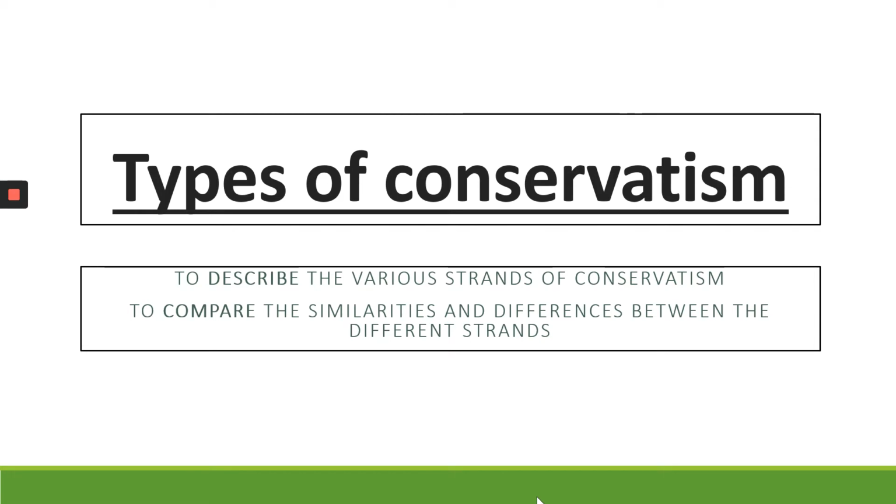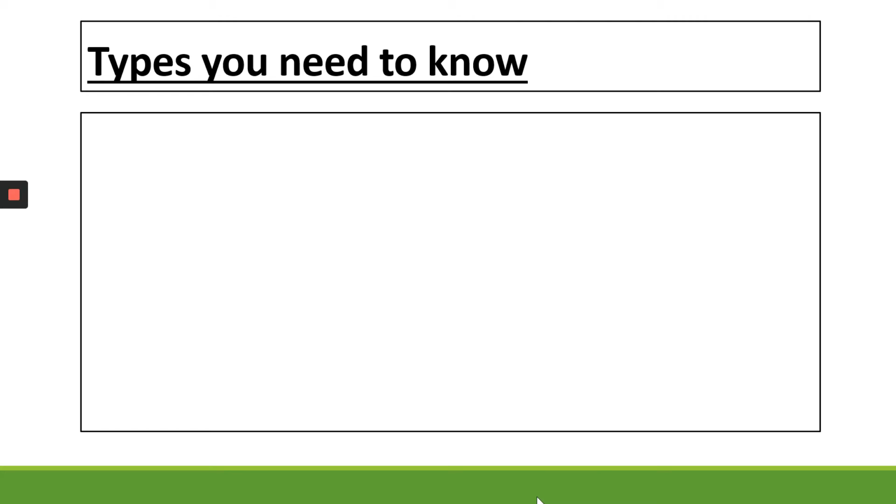We are moving on today to look at different types of conservatism. So before half term, as I'm sure you remember, we started the core values of conservatism. Now we're looking at the different strands and to look at some of the similarities and differences between the different strands. So these are the types of conservatism that you need to know about.